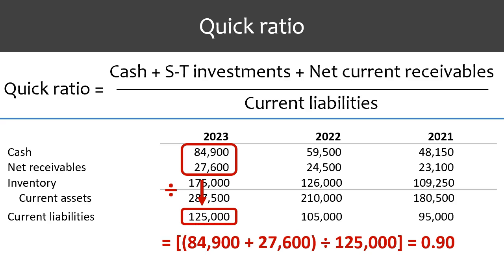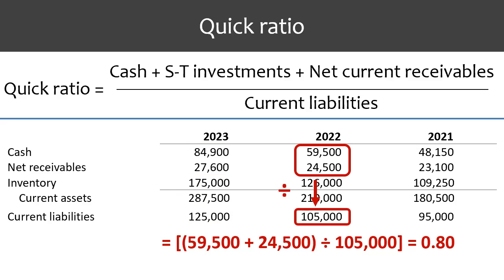To calculate the quick ratio for the most recent year, we would take the cash and net receivables for the year and then divide that sum by the current liabilities for that year. Here we get 0.9 for the most recent year. In this example, we do not have current investments like in the quick ratio equation. That's okay. Companies do not necessarily have every type of account in a ratio.